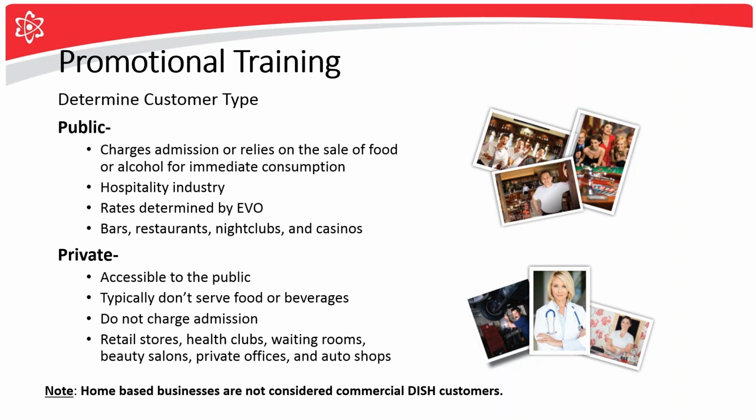Your private businesses, you'll notice you have more private than public. These are also accessible to the public, but do not rely on the sale of food and drinks for immediate consumption. They also don't charge admission. So examples of private businesses are going to be, for example, a clothing store, shoe store, a hair salon, a tire shop, a doctor's office, a lawyer's office, laundromat. Those are all places that qualify as a private business.